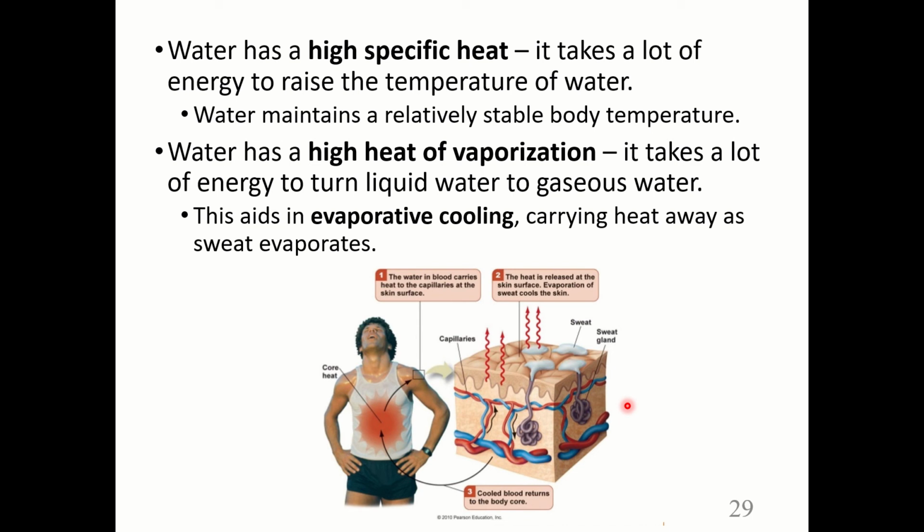In this illustration, we see that the body is overheating, and thus we're going to engage homeostatic feedback mechanisms to cool the body down. So the water in the blood will carry heat to the skin. The heat will then radiate through the skin. We will also be sweating. As the sweat evaporates, the water molecules will carry the heat away. This will then cool the skin and cool the body core, returning us to the homeostatic set point of 98.6 degrees.